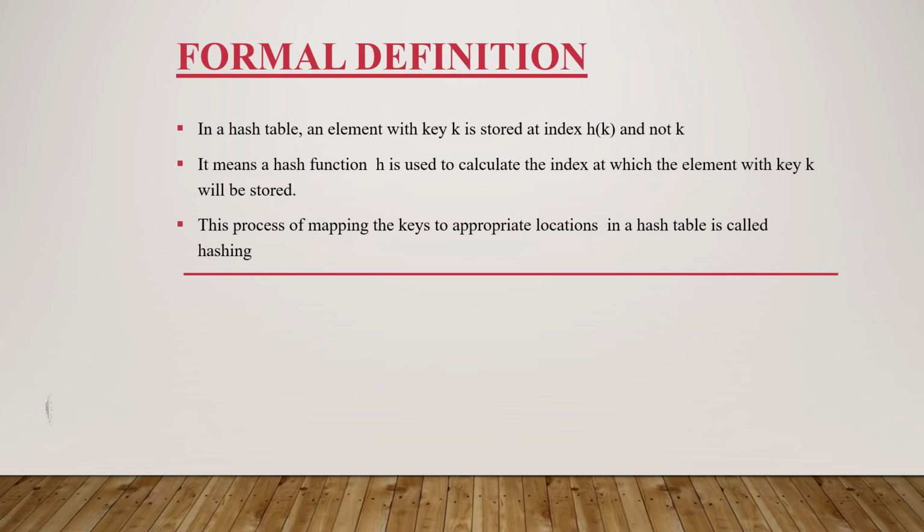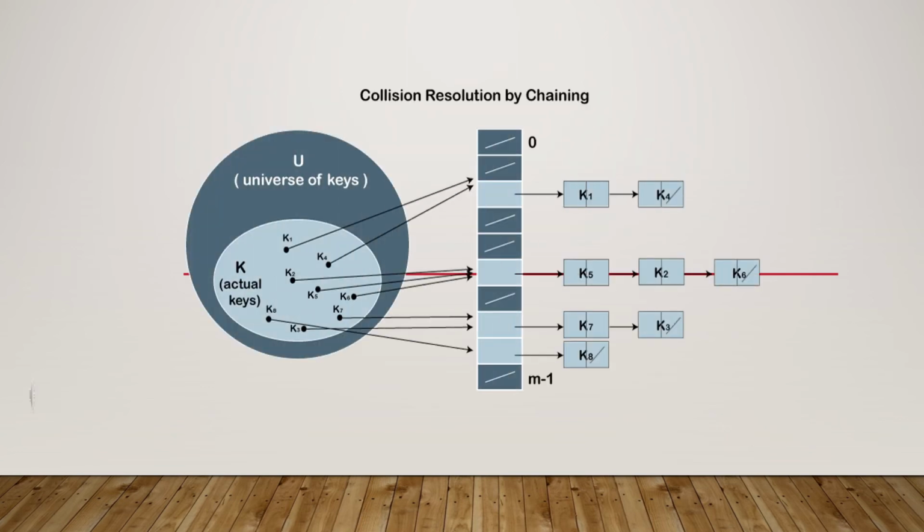Here we can see the formal definition of hashing. In a hash table, an element with the key k is stored at index h(k) and not k. It means a hash function h is used to calculate the index at which the element with the key k will be stored. This process of mapping the key to the appropriate location in the hash table is called hashing. This is the basic concept of hashing. In open hashing, one of the methods used to resolve the collision is known as the chaining method.